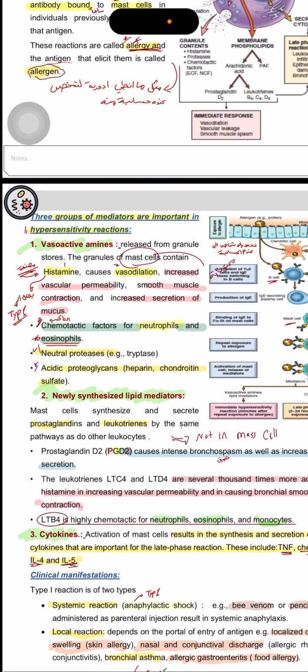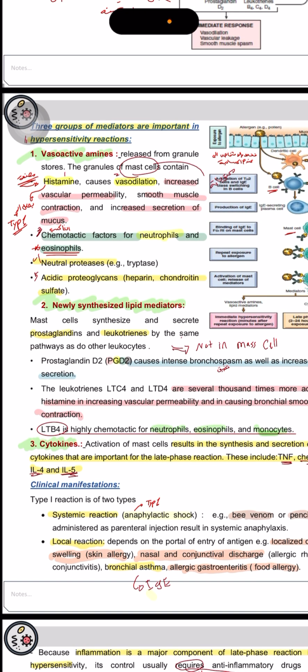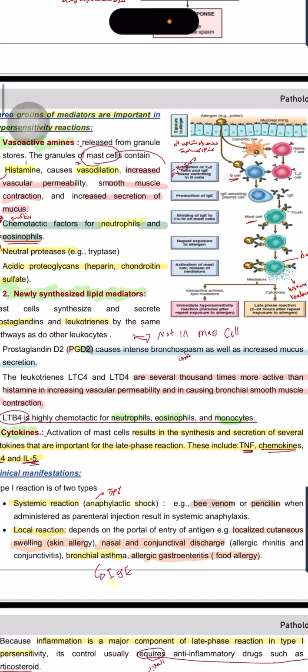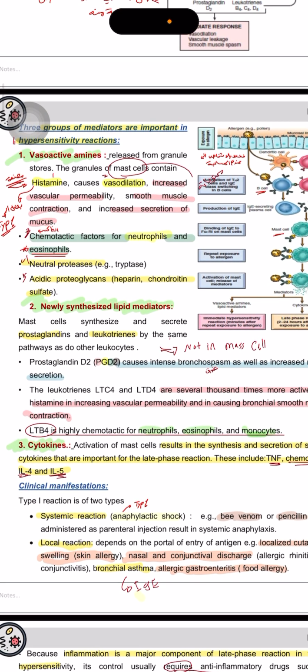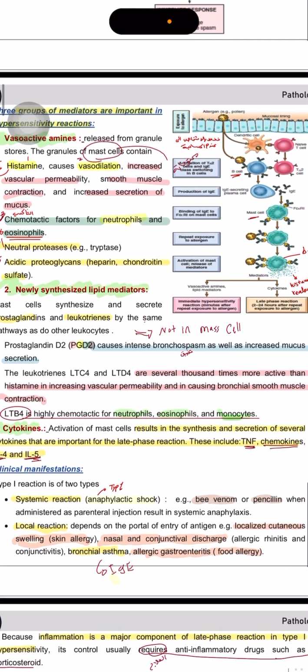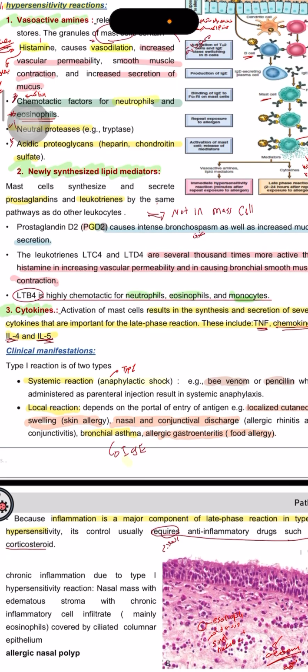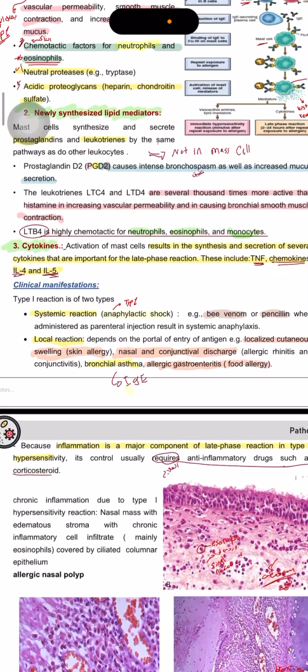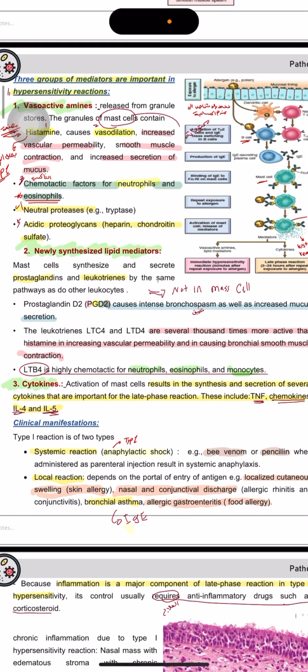Chemotactic factors, neutral proteases, and proteoglycans. Then newly synthesized lipid mediators, another group, like prostaglandins, which cause bronchospasm, or leukotrienes, which cause increased vascular permeability and chemotaxis. Cytokines are another group, released from the mast cells.